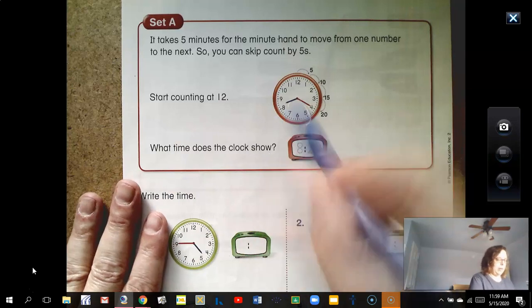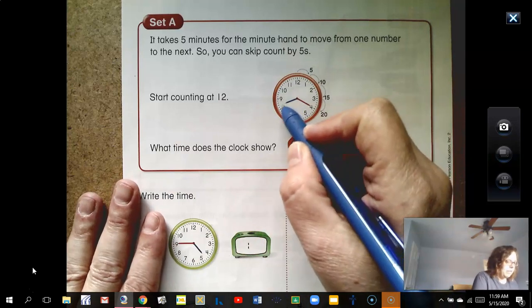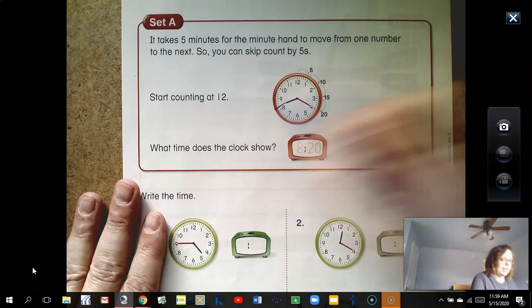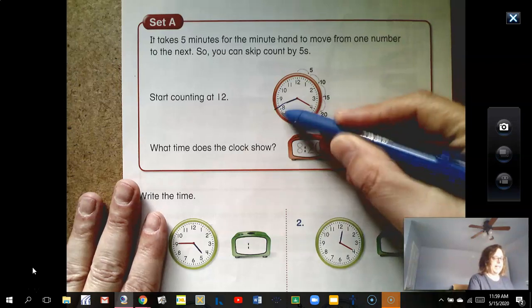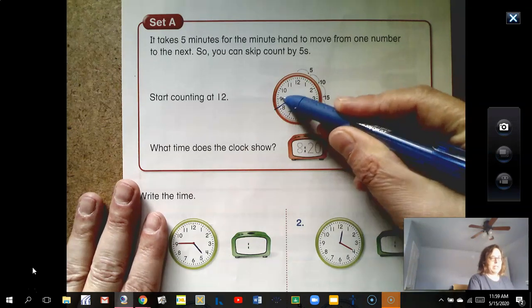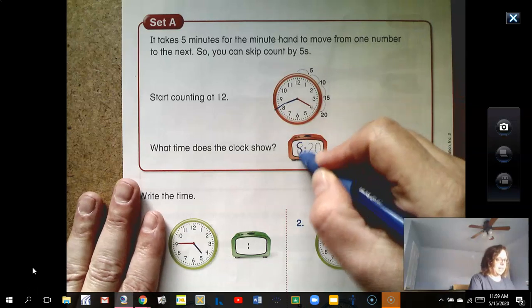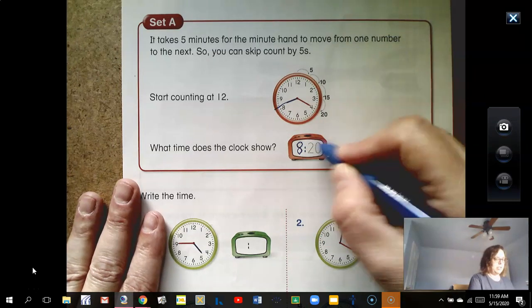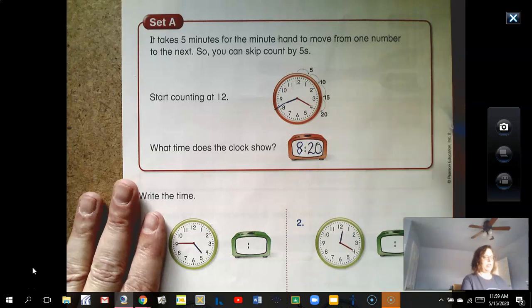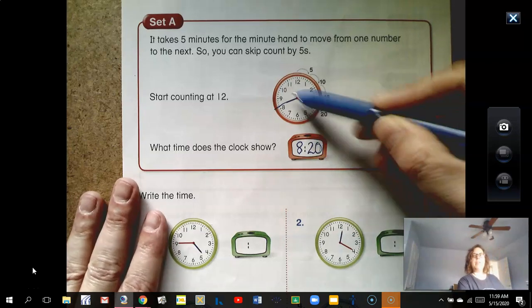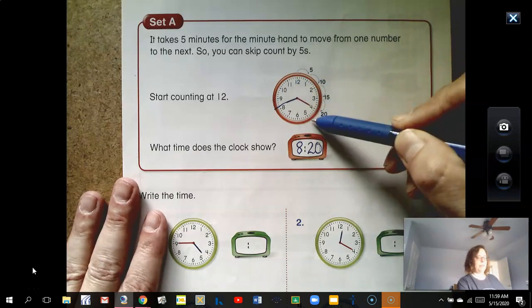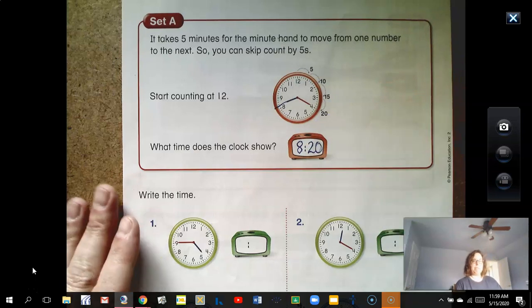Well, you look at the hour hand first. Draw that line all the way up. It's between the 8 and the 9, so it hasn't reached the 9 yet, so it's 8. And then we skip counted and we got to 20. It is 8:20 or 20 minutes after 8 o'clock.